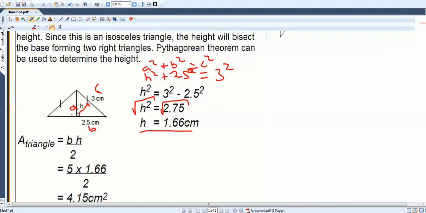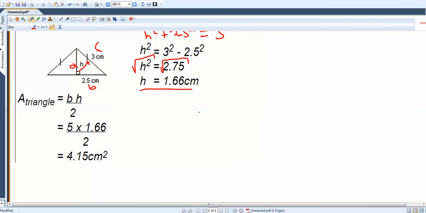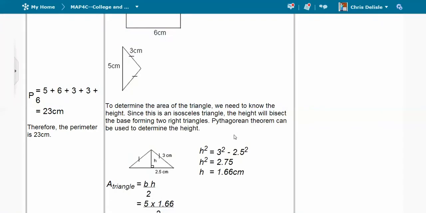Notice this 2.5 came from the whole base being 5 centimeters. Because this is an isosceles triangle, as you come down here, that half and that half are the same, because these sides are the same. It only works for this special triangle. But we basically broke this in half. So it's kind of a long way around on this one. And then we're going to come back.